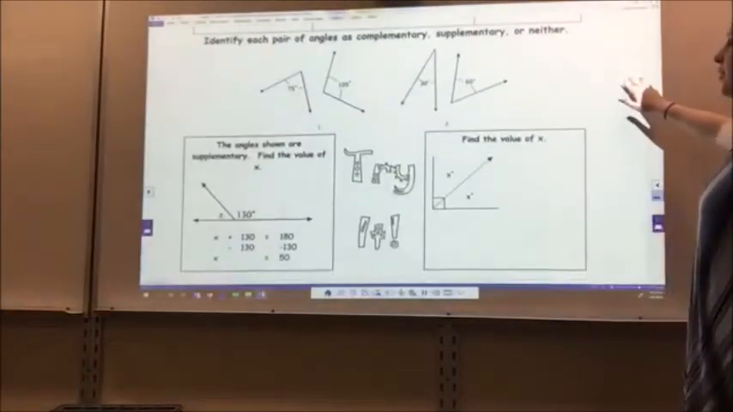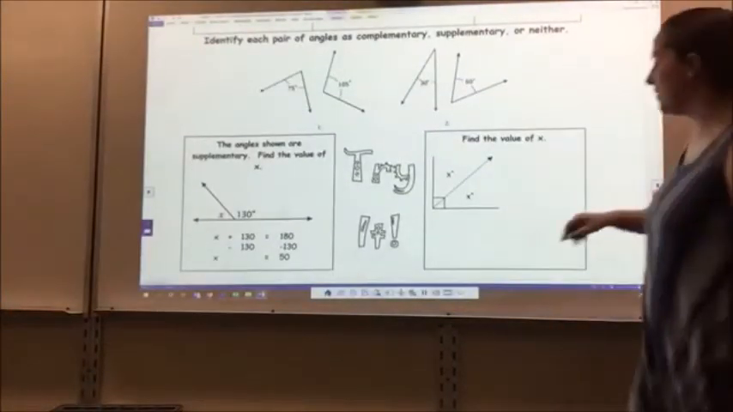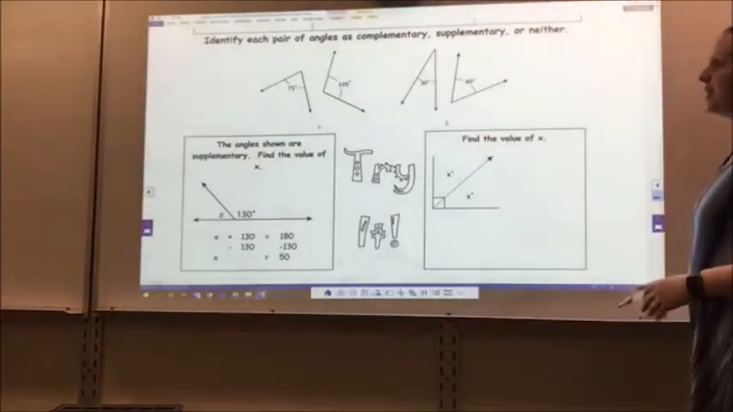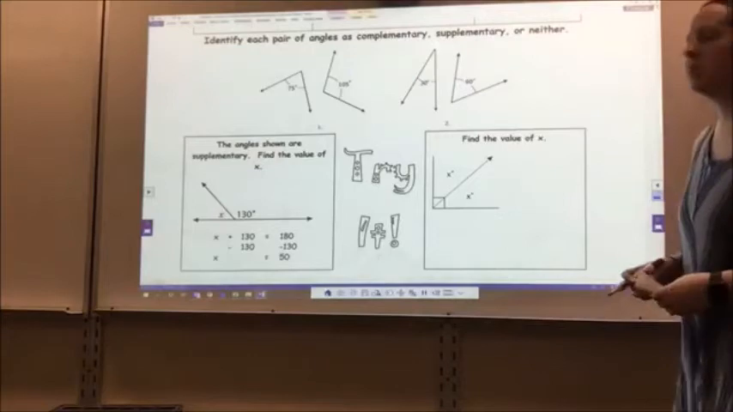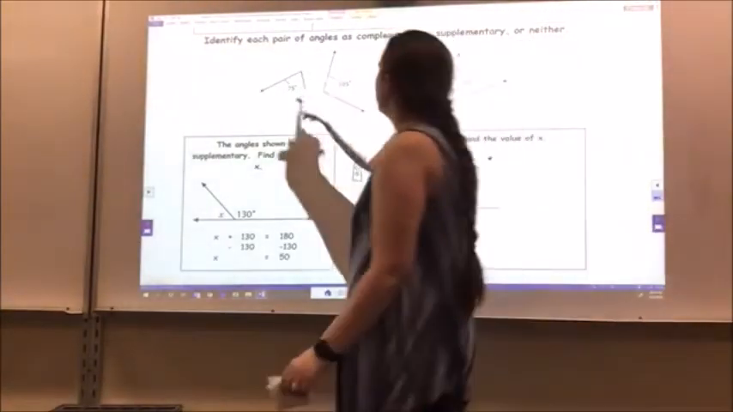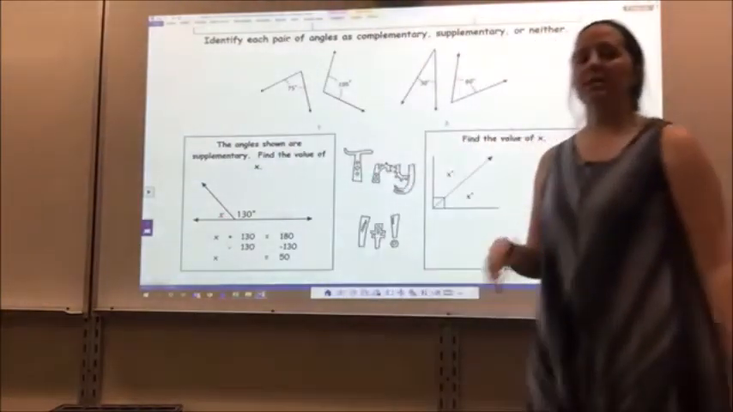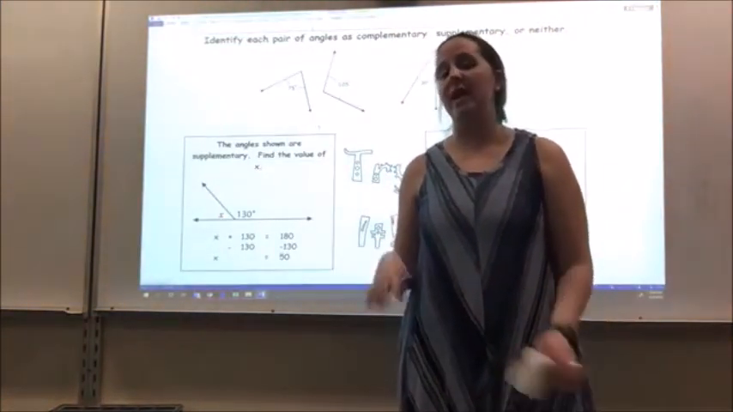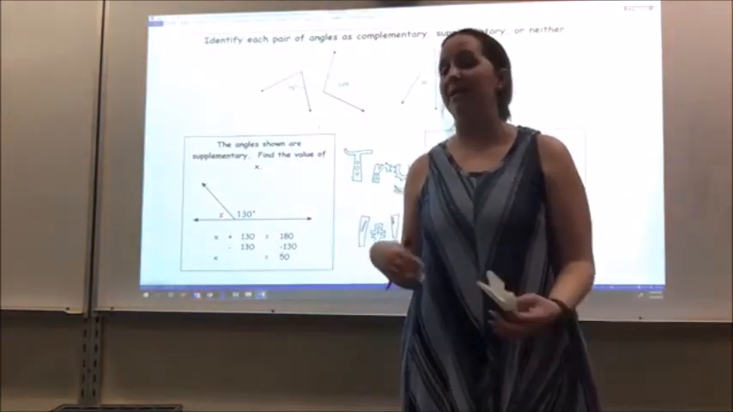So the next thing we want to do is actually identify each pair of angles as complementary, supplementary, or neither. So basically what you do is you add these together, and if they're 90 degrees, they're complementary. If they're 180 degrees, they're supplementary, and if they're more or less than that, then they're neither.